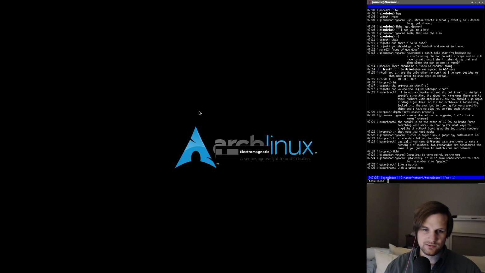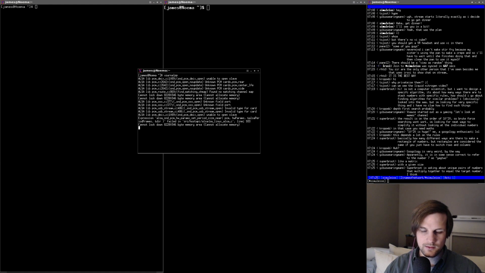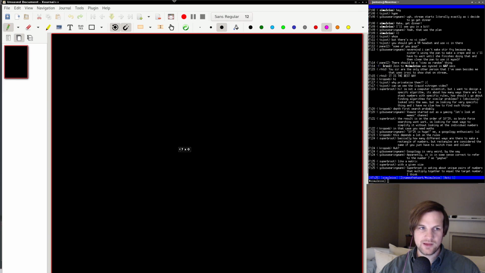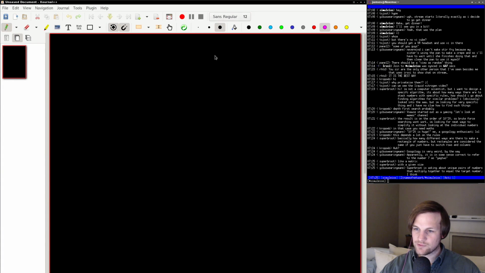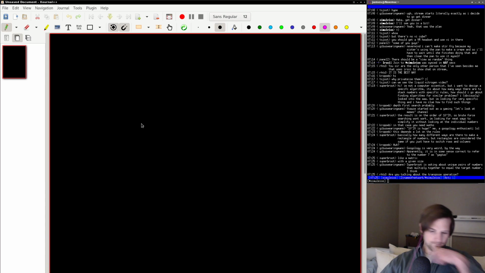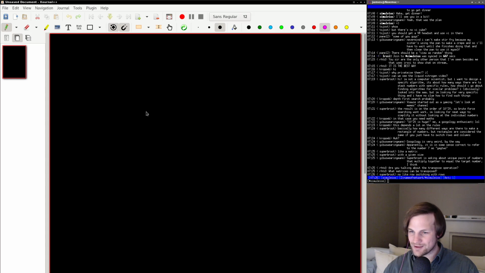Let me see if I got this right. Let me open up Zernal. Superroot is asking about unique pairs of numbers that multiply together to equal the target. Are you talking about the transpose operation? I think all of us were equally confused by that. I'm sure it's a super interesting problem, though. If you have 10 to the 20 numbers, I mean, like switching rows.